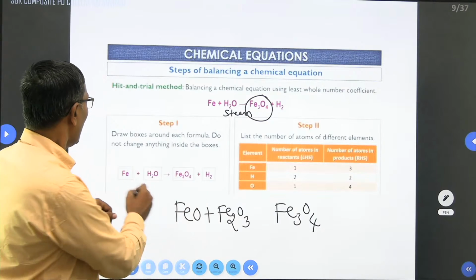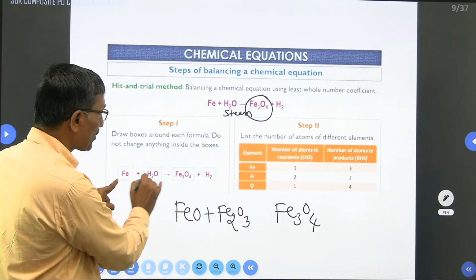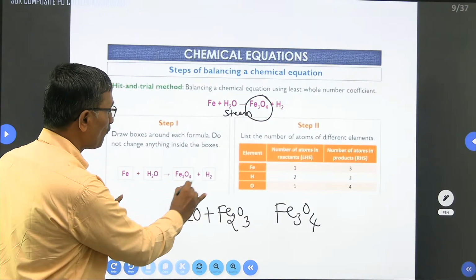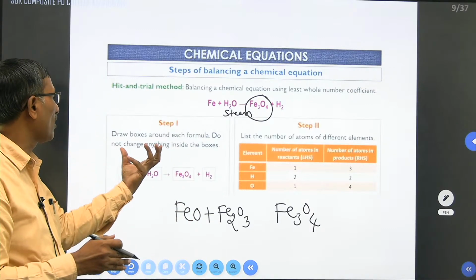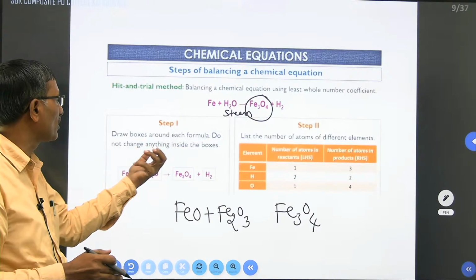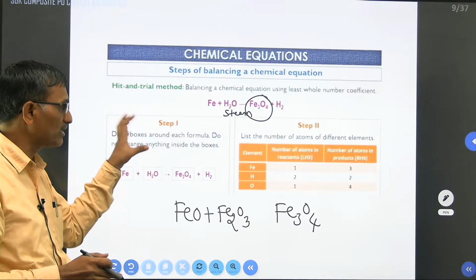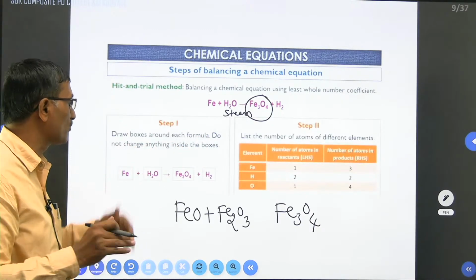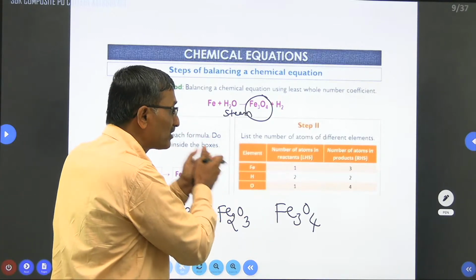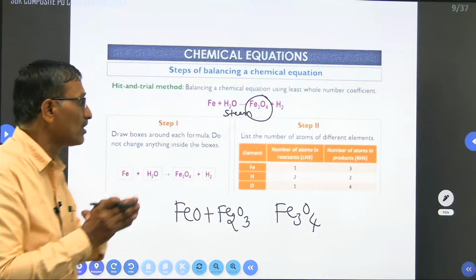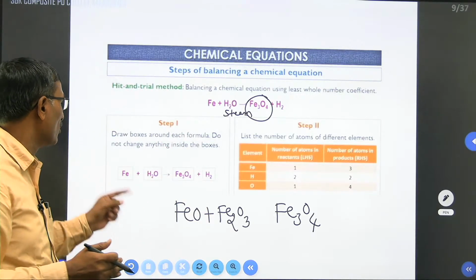See here, iron plus water gives Fe3O4 plus H2. You have to balance. Step 1: draw boxes around each formula. Do not change anything inside the boxes. This is the first step you are writing. This is important. Step 2: first you write the number of atoms on the reactant side and the number of atoms on the product side, how many are there.